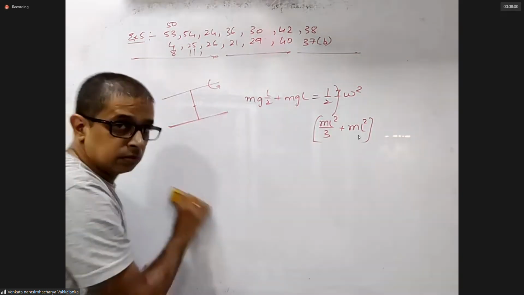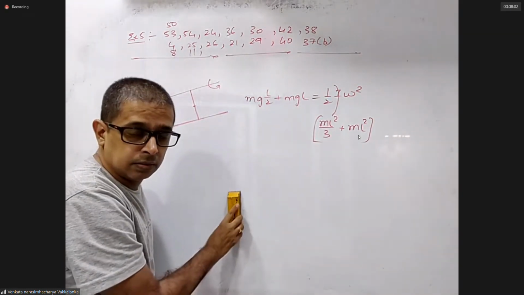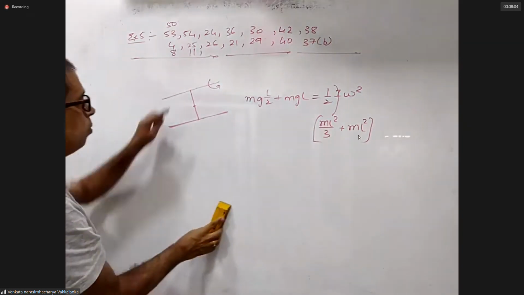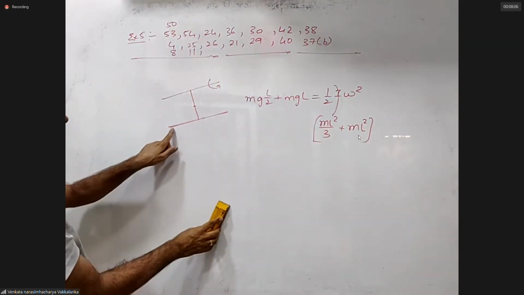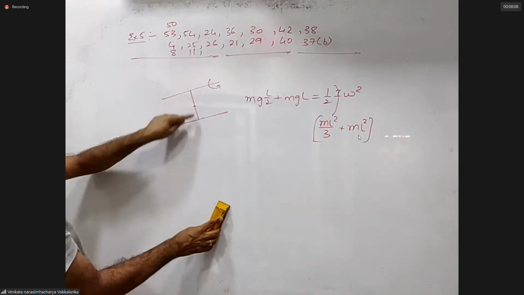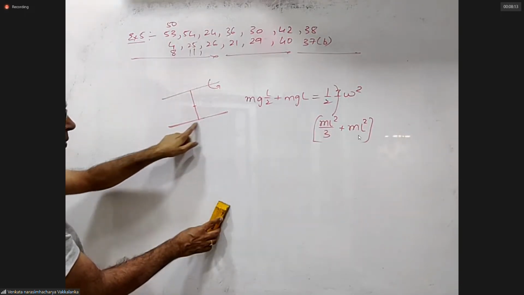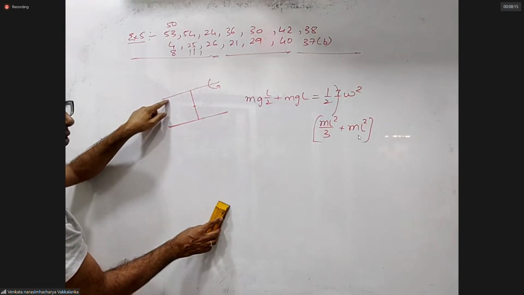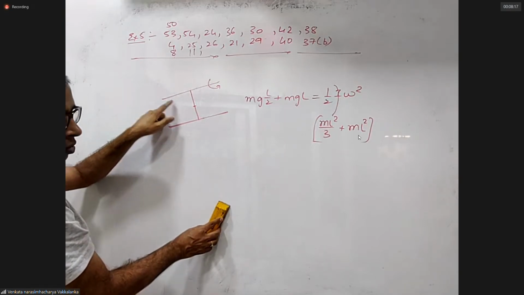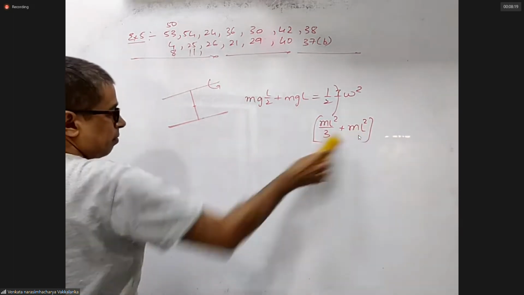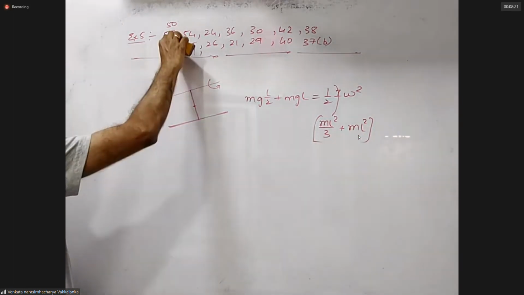Sir, can you explain the moment of inertia part? Moment of inertia of this rod plus moment of inertia of this. This rod about one extreme end is ml square by 3. Every point of this rod is at the same distance of L, so it is ml square. Yes, sir, I got it.